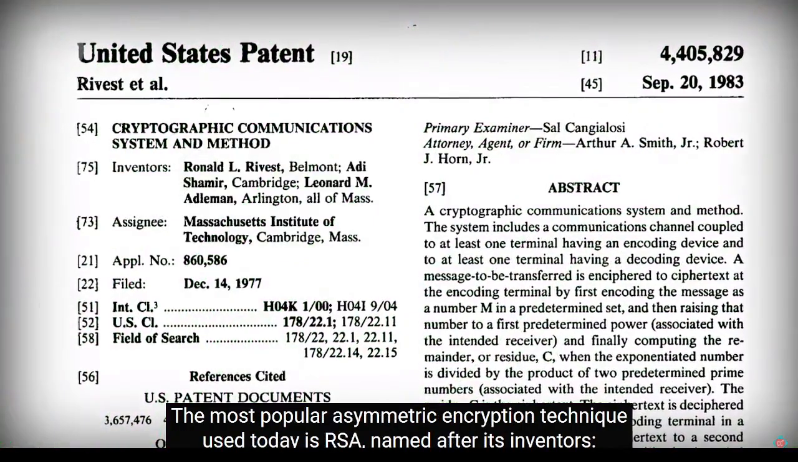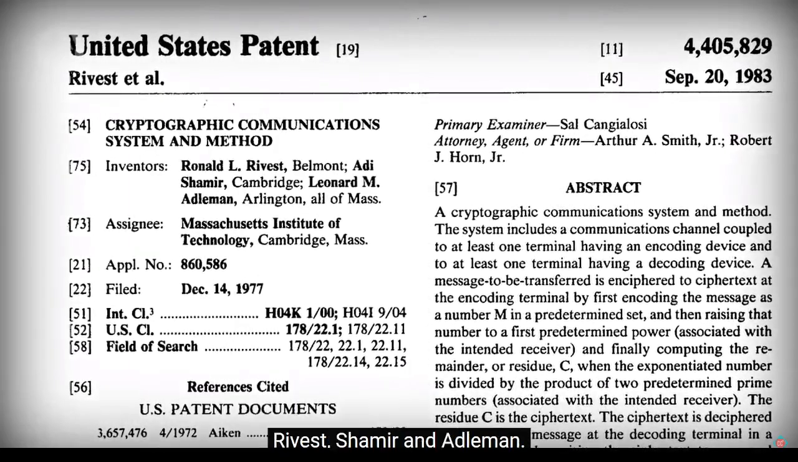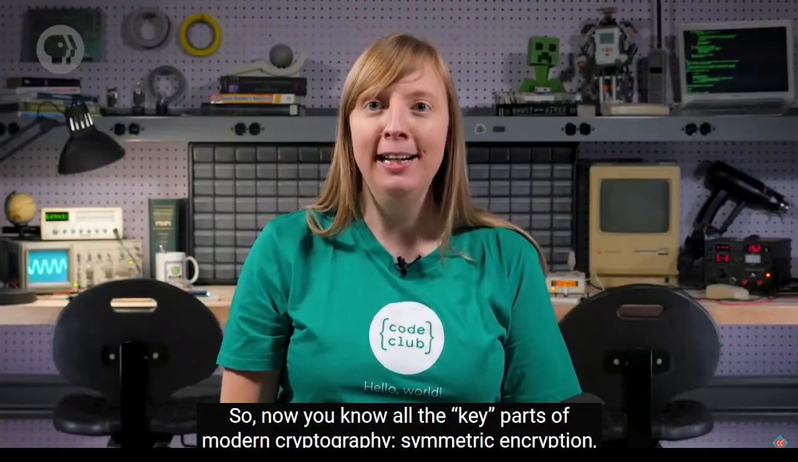The most popular asymmetric encryption technique used today is RSA, named after its inventors, Rivest, Shamir, and Adleman. So now you know all the key parts of modern cryptography: symmetric encryption, key exchange, and public key cryptography.